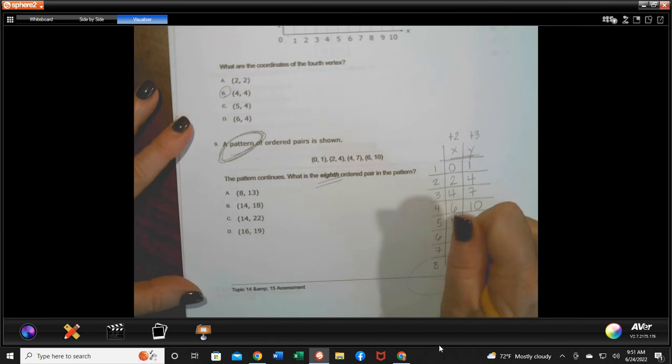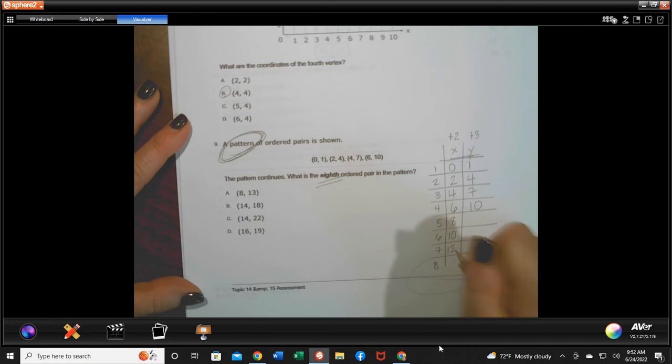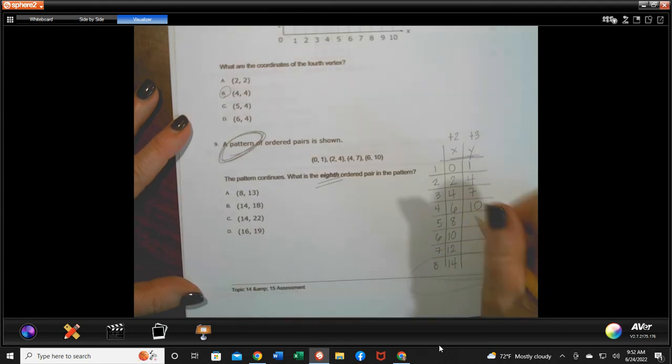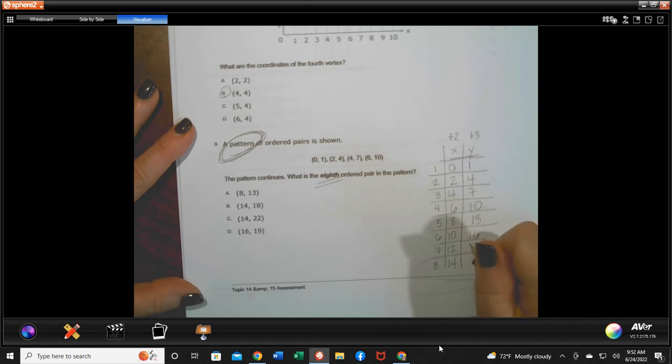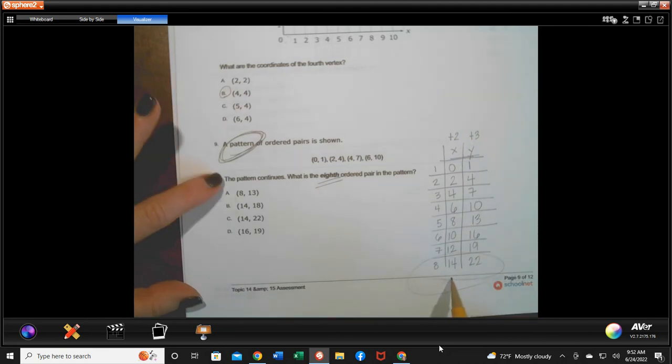I've got 6, so adding 2, I have 8. Adding 2, I have 10. Adding 2, I have 12. Adding 2, I have 14 as the X value. All right, let's work with the Y. I'm adding 3, so 13. 3 more would be 16. 3 more would be 19. And 3 more would be 22. So I'm looking for the 8th ordered pair in the pattern, or the 8th term, is going to be located at 14, 22, which is answer C. Okay.